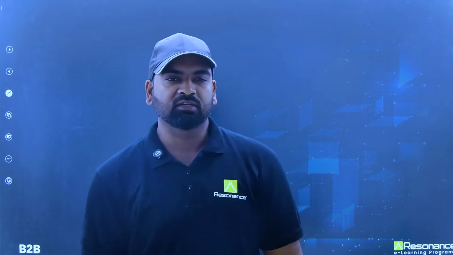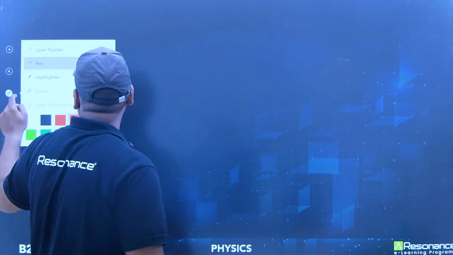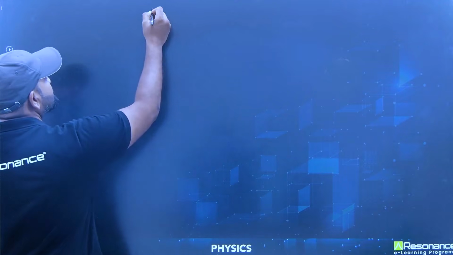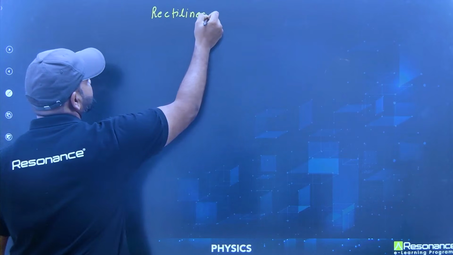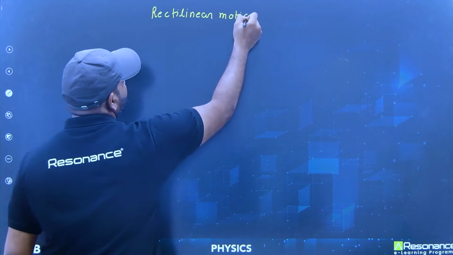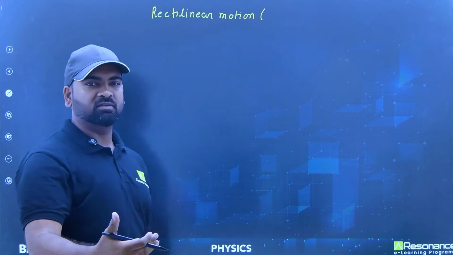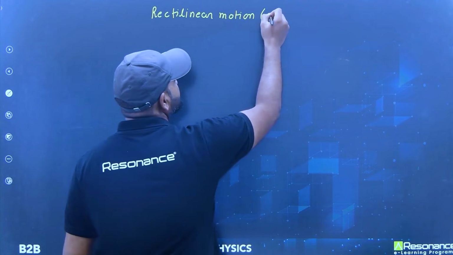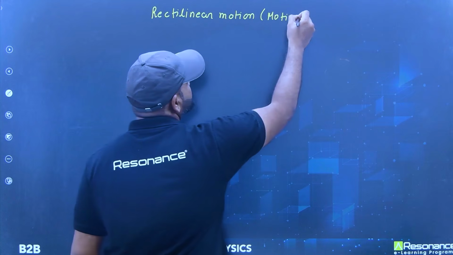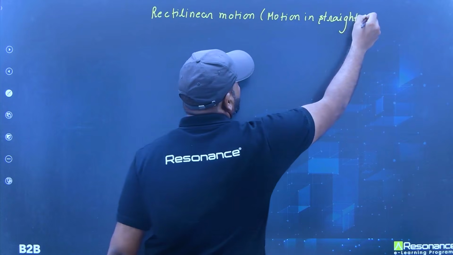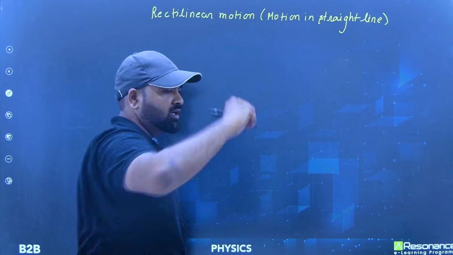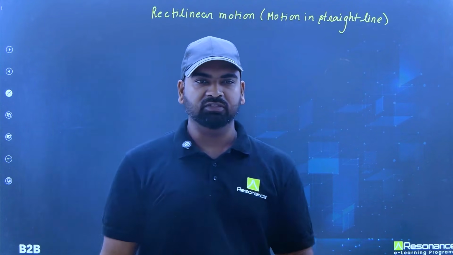So let's start. How can we bridge that gap? How to be better in that case? We're going to start this as I said before, with rectilinear motion, or in very simple terms, motion in a straight line. Now, up until now, you did unit and dimension, right?